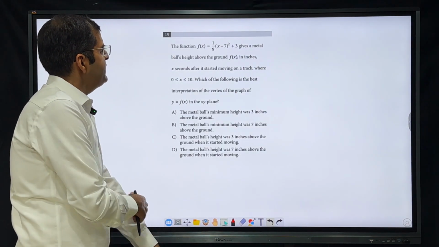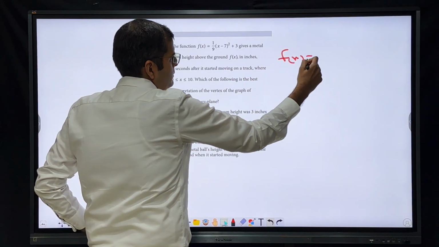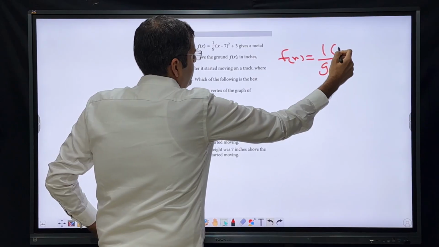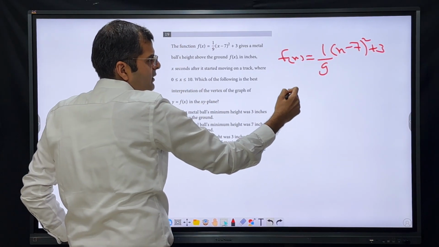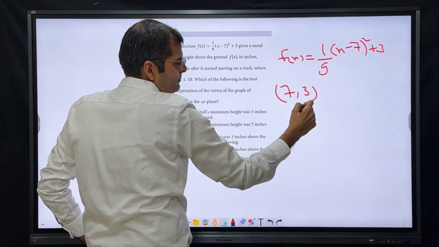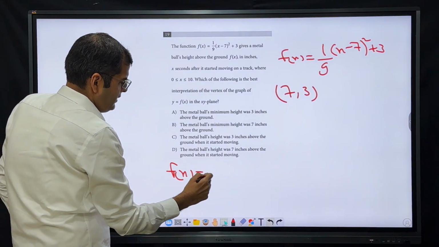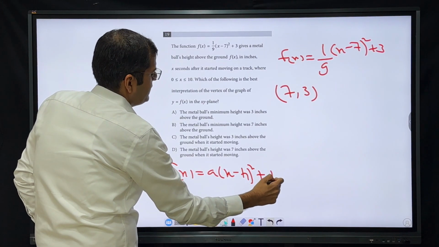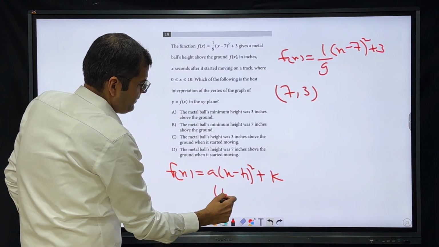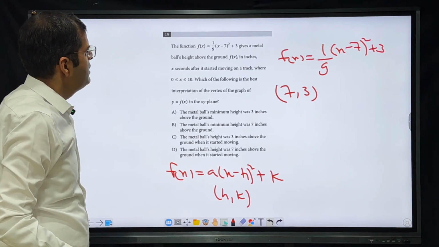Now the question 19 says function f of x is given as, again this is a parabola, 1 by 9 (x minus 7) whole square plus 3. This is a parabola with vertex at 7 comma 3. We know that if a function is f of x equal to a into (x minus h) whole square plus k, the vertex is given by h comma k. Vertex is where the graph turns.